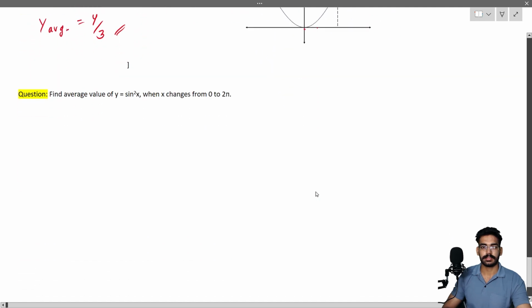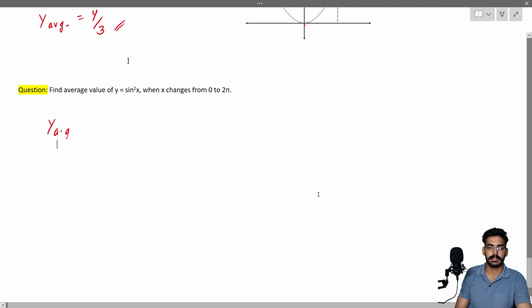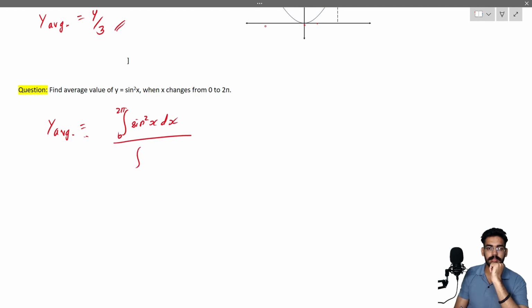Now let's do the next question. Same thing: y equals sine squared x from 0 to 2 pi. Just apply the formula. The graph of this function you're going to get in the next chapter. Let's see, what is the y average? It is the integral from 0 to 2 pi of sine squared x dx, divided by the integral from 0 to 2 pi of dx, right?